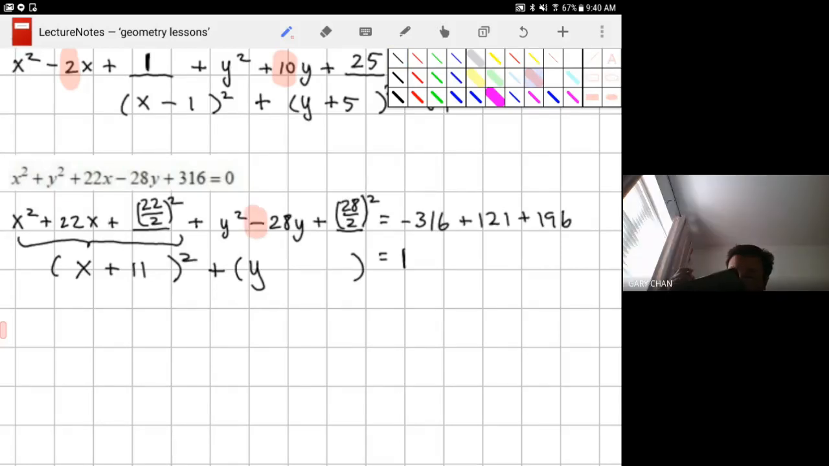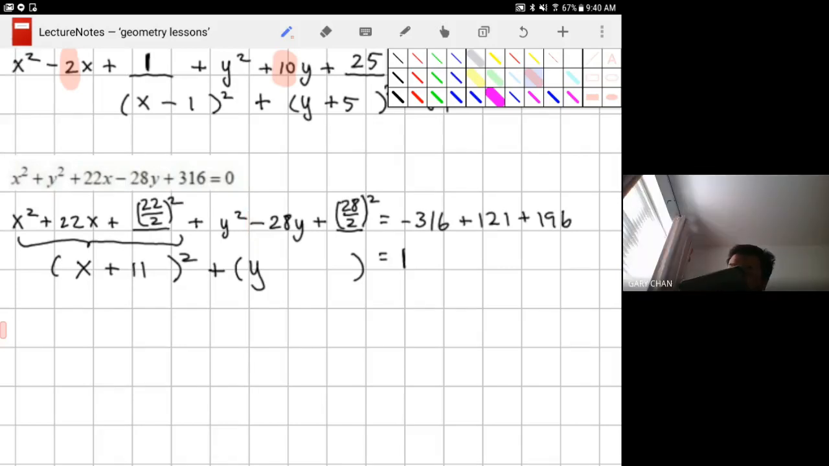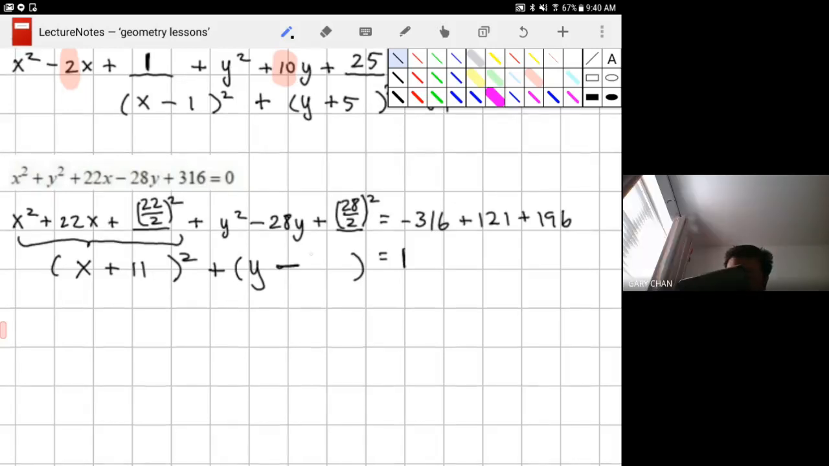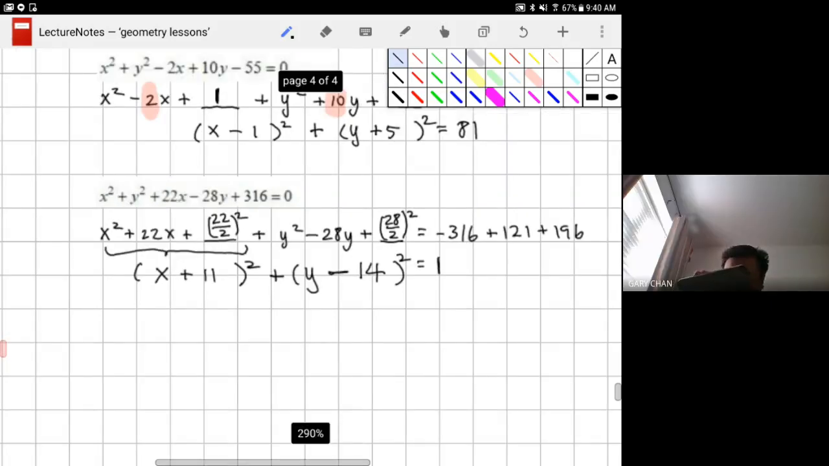Is it going to be y plus or y minus? Y minus, since it's negative. It's y minus. Y minus what? 14y? Y minus 14. That's it. Quantity squared. That's it. So that's the equation of the circle.